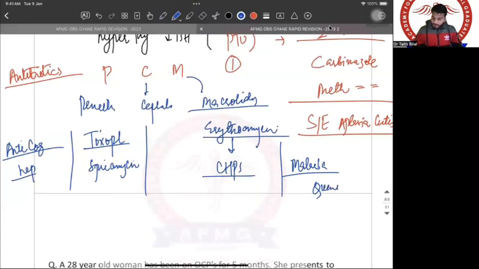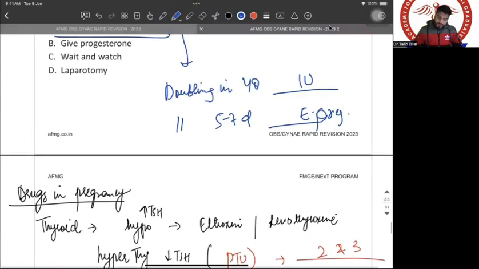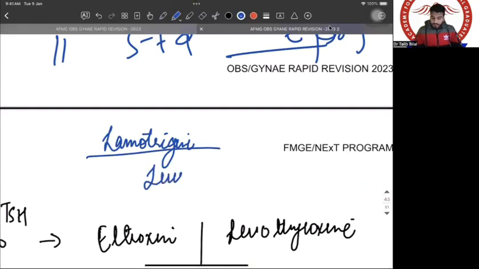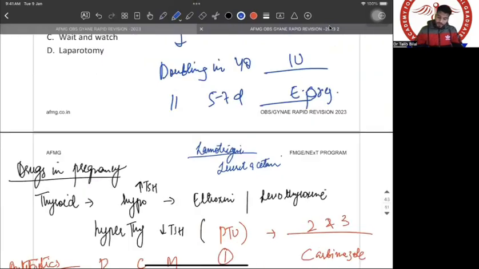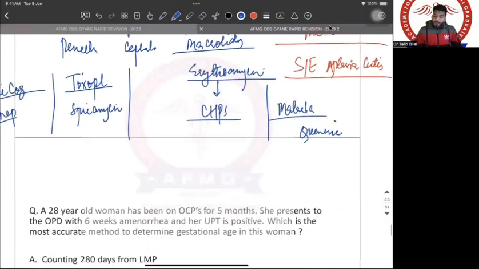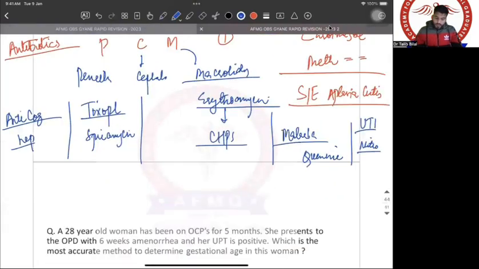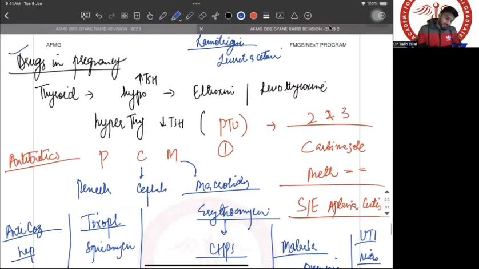Then, guys, for malaria, we use what? Quinine. We use quinine. My dear students, if I talk about epilepsy, हम क्या use करते हैं? Lamotrigine or levetiracetam. Okay, remember all these drugs. And for UTI, क्या use करते हैं? Nitrofurantoin. Okay, so these are the drugs in pregnancy. Please go through the pharmacology as well.